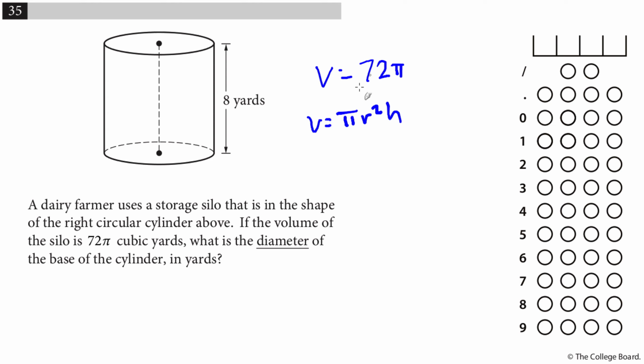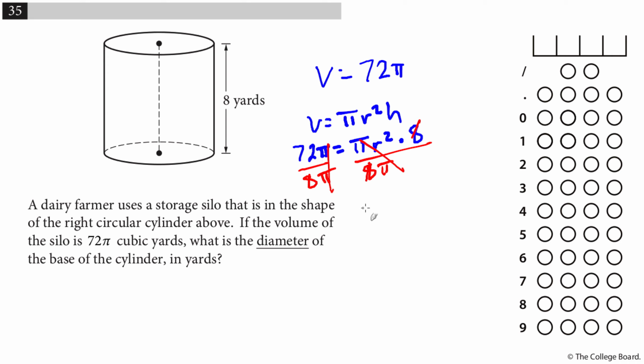So I know that the volume is 72 pi. I'll replace the volume with 72 pi. Pi is a constant. I don't need to substitute anything in for that. I have nothing in here that tells me what the radius is, so I'll just have r squared here, but I know that the height is 8. And I'm just going to divide. Now, I want to get the radius by itself first. So I'll get rid of the pi and the 8. Pi's cancel, pi's cancel. 8's cancel.